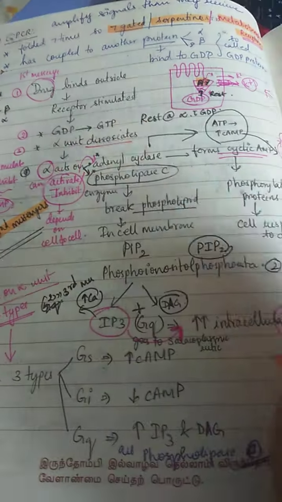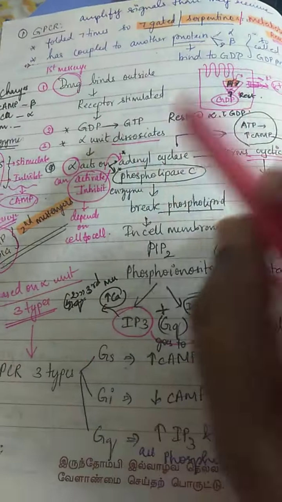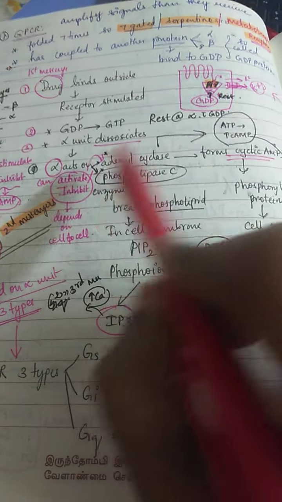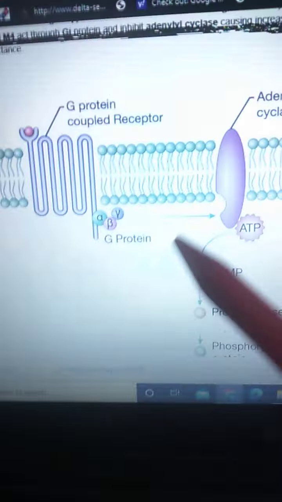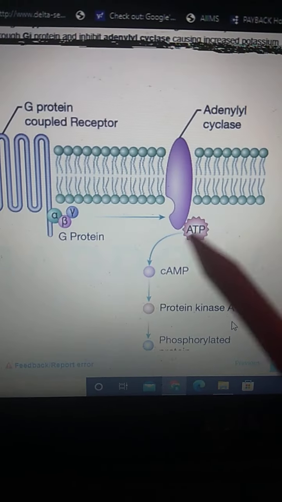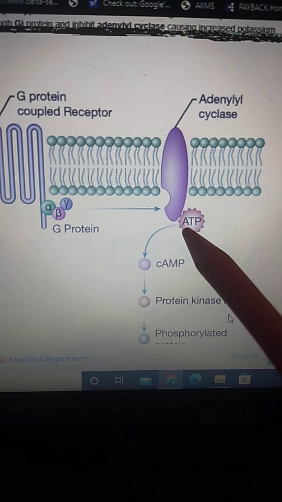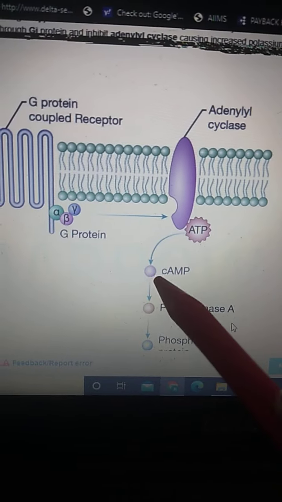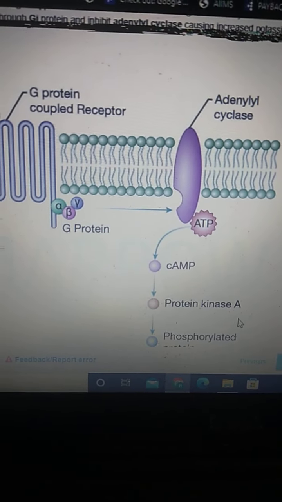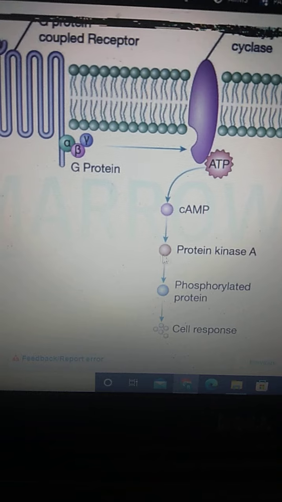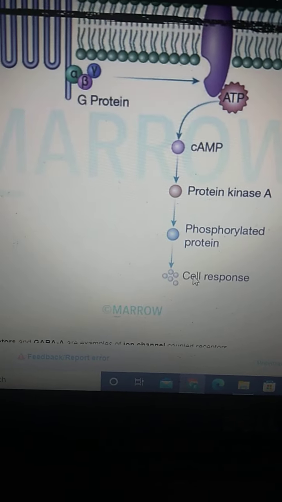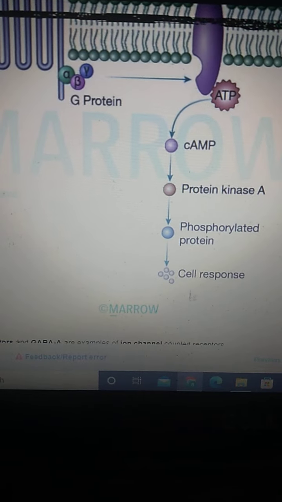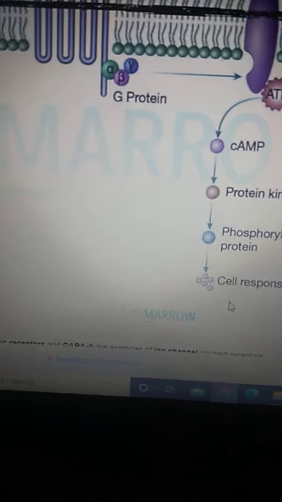Once the GTP is formed, it will dissociate the alpha subunit. The alpha subunit can act on adenyl cyclase or phospholipase C. If it acts on adenyl cyclase, this adenyl cyclase will convert ATP to cAMP. Increased cAMP converts protein kinase to its active form, which will phosphorylate a lot of proteins, and the cell will respond to the drug that is given. So this is one way. Another way is phospholipase C.